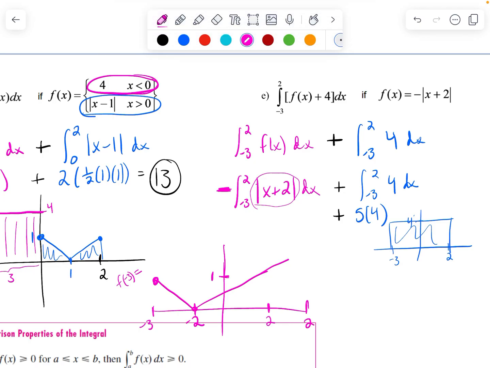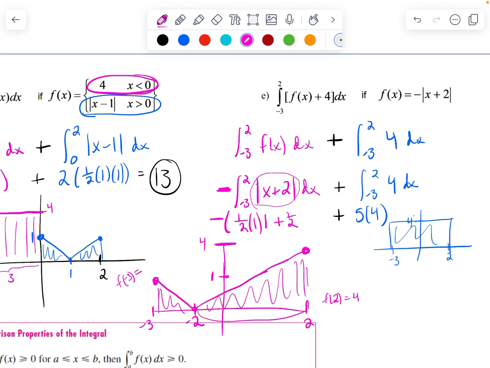Oh boy, I didn't make this big enough. But if I do 2 over here and I figure out what is f of 2, just plug 2 in and you get 4. So this goes up to 4. So it helps you figure out what your bounds are. So you're doing 2 triangles. So I have negative and then 1/2 base times height. Okay, and then you have to do the other triangle. So 1/2, and then this thing is 4 times 4.